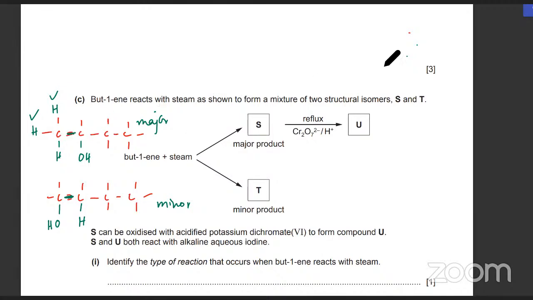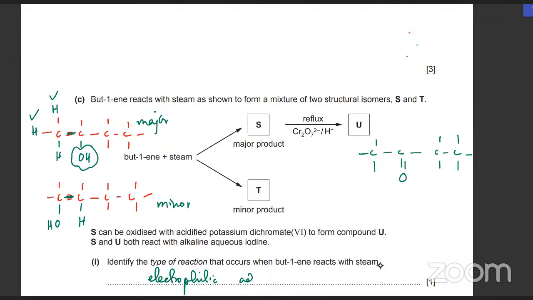अच्छा फिर major product को ना वो oxidise भी कर रहा है. So it's a secondary alcohol. Secondary alcohols turn into ketones. So this one would be, कि जो OH यहाँ पे था ना, that will turn into a ketone. So it's a secondary alcohol. So identify the type of reaction that occurs when butanene reacts with steam. That's electrophilic addition. Alkenes always undergo electrophilic addition.